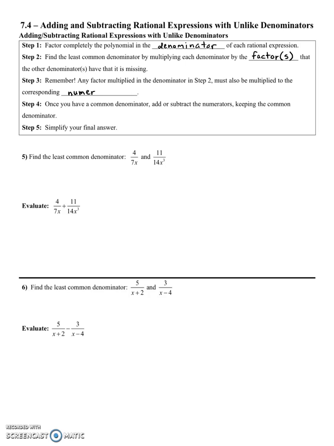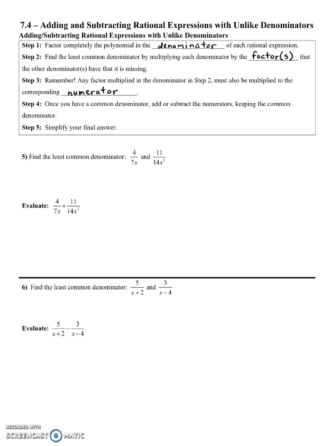And if you recall, that's what we call the trick, multiplying by a well-chosen 1. So once you have your common denominator, you just add or subtract the numerators and keep the common denominator. And then, of course, you simplify your final answer. So if we have 4 over 7x and 11 over 14x cubed, how do we find the common denominator?